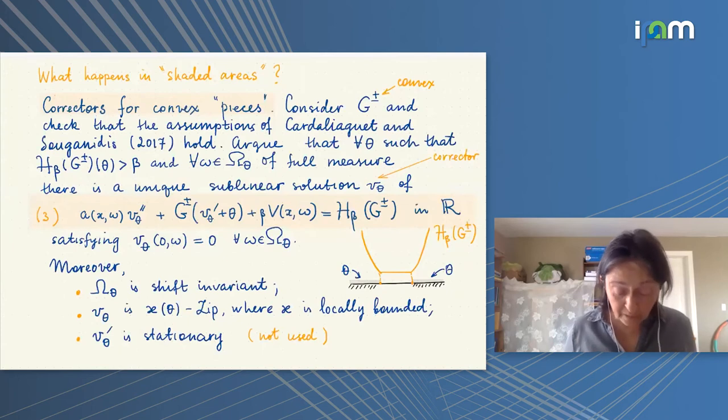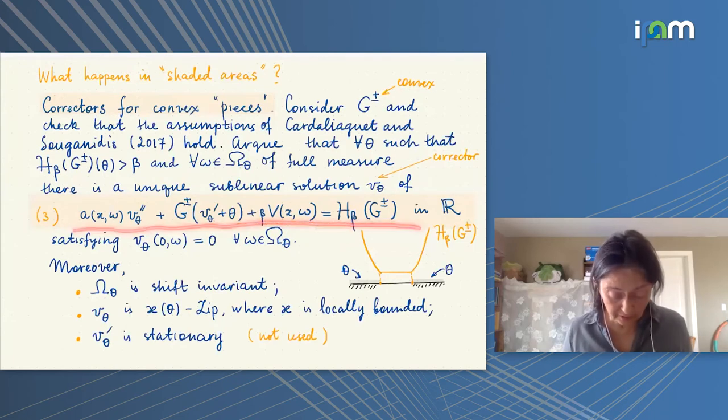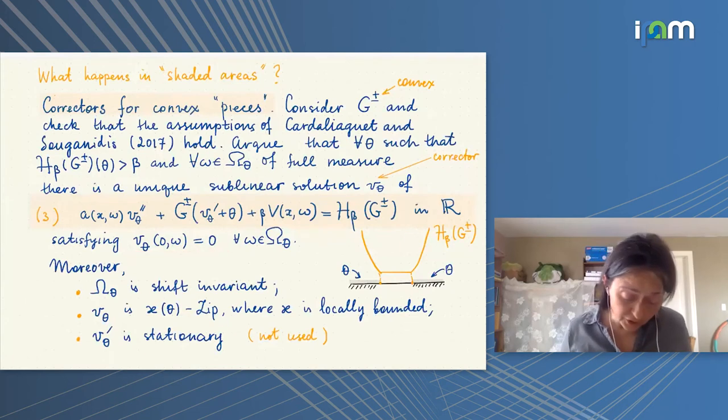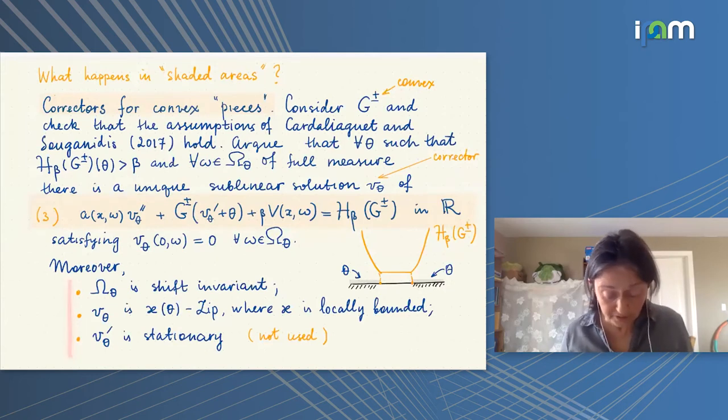So more precisely, we argue that for every theta such that the effective Hamiltonian of a piece G plus or G minus is strictly larger than beta, strictly larger than the height of the flat piece, on a set of full measure, there is a unique sublinear solution to the stationary equation, satisfying the condition that at zero it is zero. And moreover, we derive properties of the things which appear here. The set of full measure is shift invariant. The solution is Lipschitz with a constant which depends on theta, where this constant is locally bounded. And V prime of theta, the gradient, is stationary, even though we do not use stationarity of the gradient. So we have a corrector for G plus and minus outside of flat pieces.